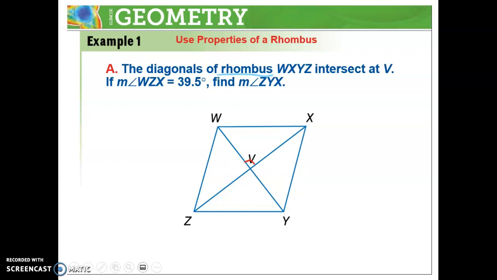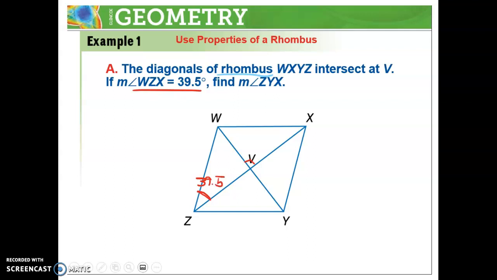Because we're dealing with angles here, we are probably going to be dealing with bisecting them. When we talk about bisecting, we are cutting them in half, or we're going to double them, whatever it may be. So here we go. We're talking about W, Z, X here, specifically this angle right here. So this one is 39.5.